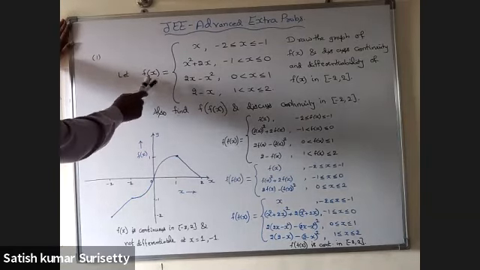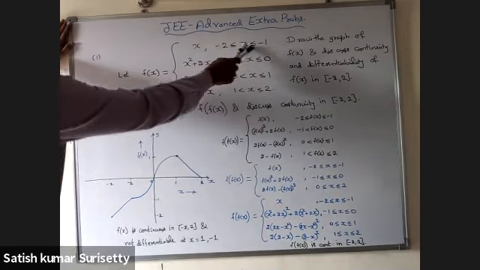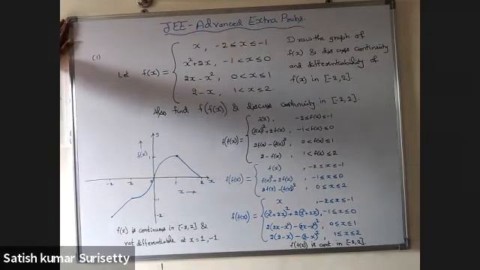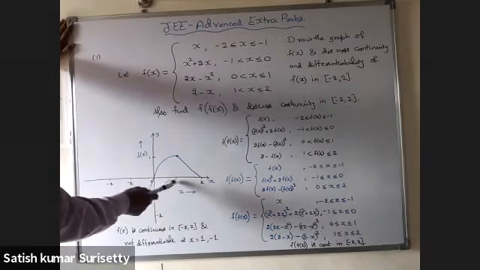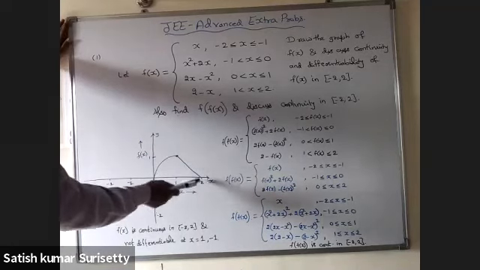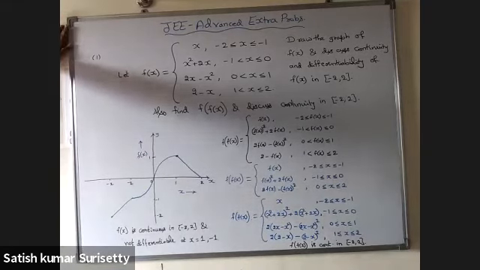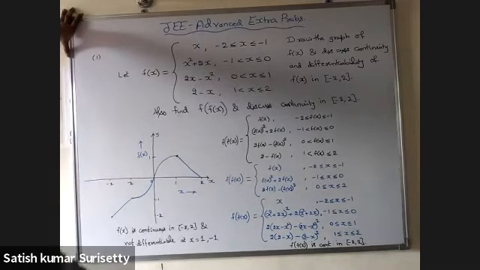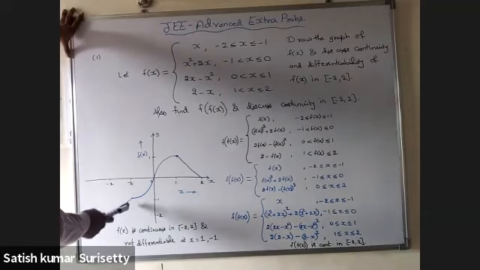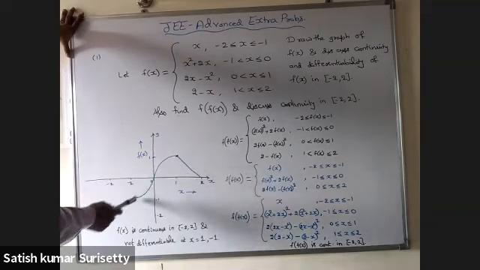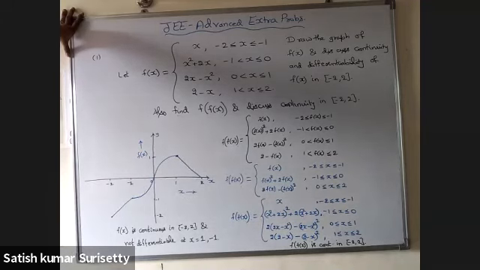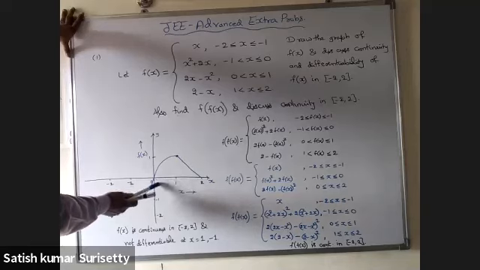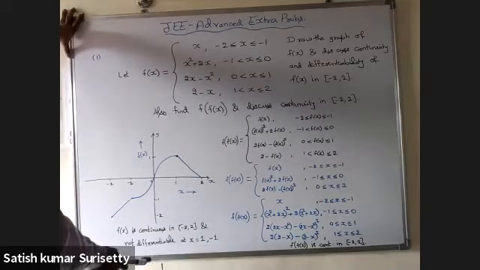So the graph of f(x): between -2 to -1, it is a straight line, and between -1 to 0, it's a parabola, and between 0 to 1 is also a parabola, and again between 1 to 2, it is a straight line. Now, from this graph, you can say directly that it is continuous in closed interval -2 to 2, but it is not differentiable at -1 and +1 because they are corner points, and we need to verify at 0 only. But if you calculate left hand derivative and right hand derivative at 0, it will be the same. So it is not differentiable only at x equal to 1 and -1.